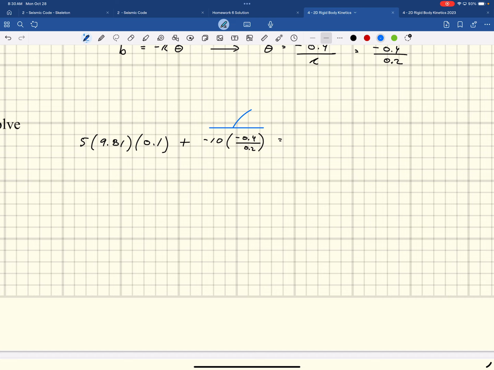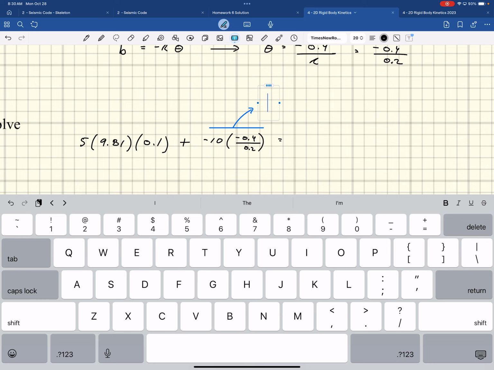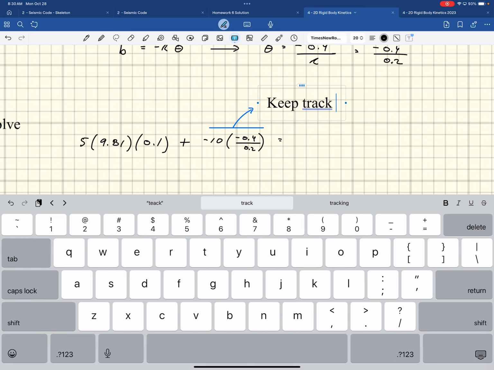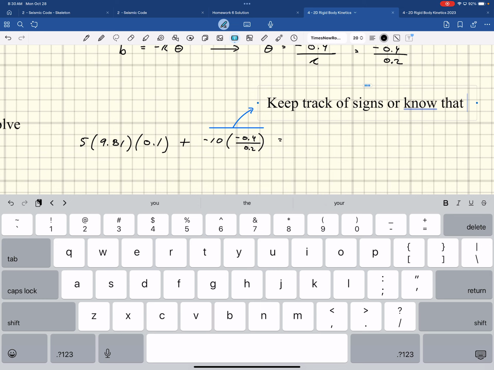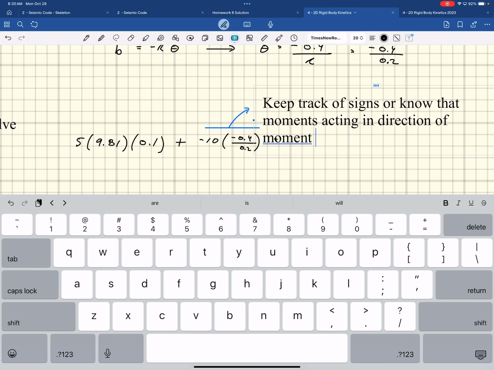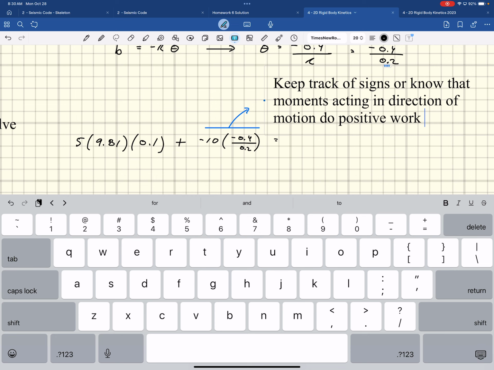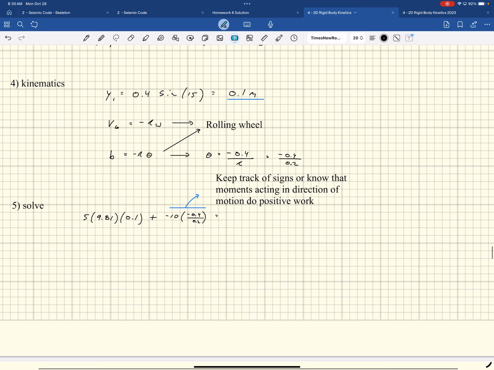All right, we could say keep track of signs, or know that moments acting in direction of motion. I'm trying to make that clear there, just how we end up there.